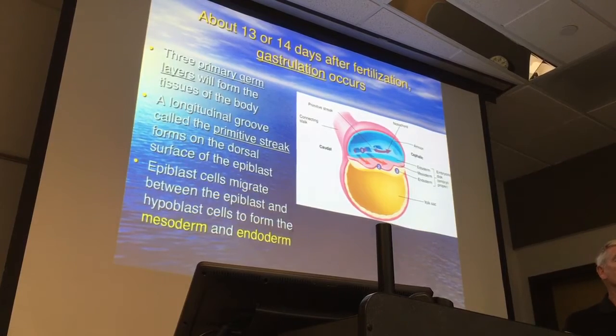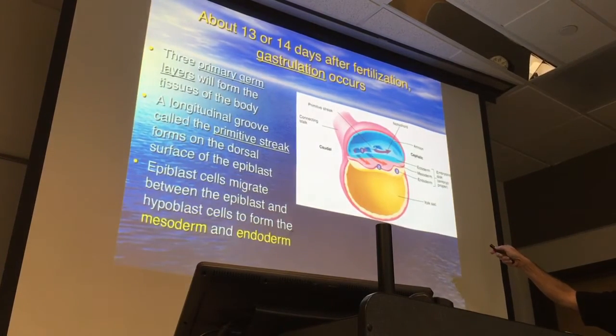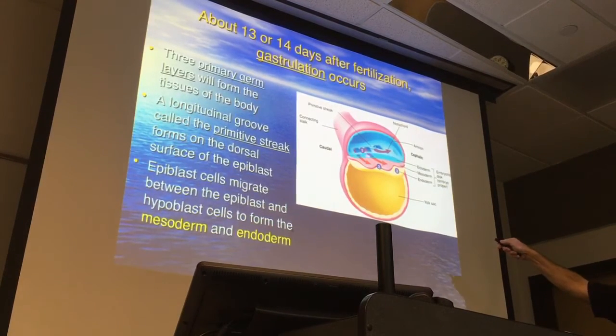So here it is a little bit later in time. So here's the epiblast, there's the hypoblast. At gastrulation, we're gonna take one cell layer, the epiblast, and make 3 cell layers. Okay? This is the epiblast, that's the hypoblast. The hypoblast cells are gonna be displaced and no longer important. What happens is, around day 13 or 14, gastrulation occurs.